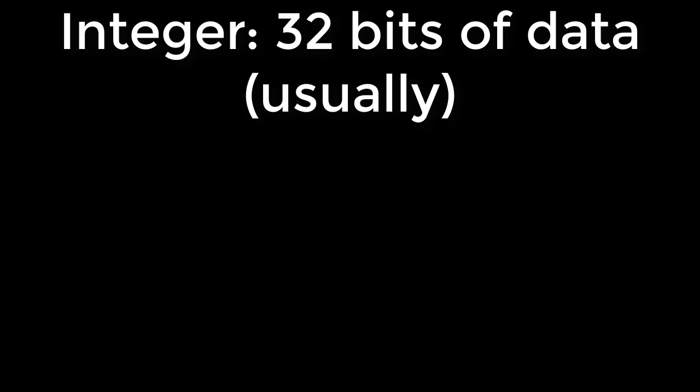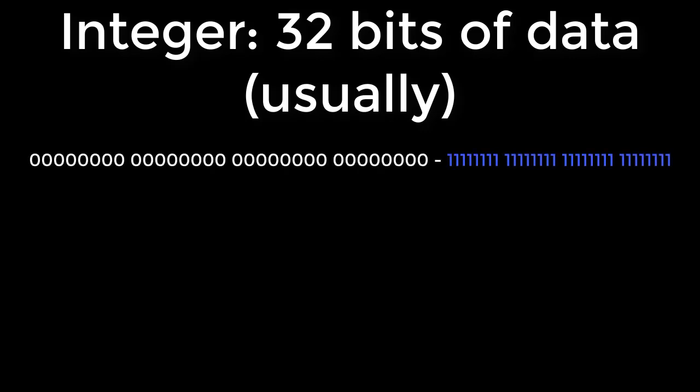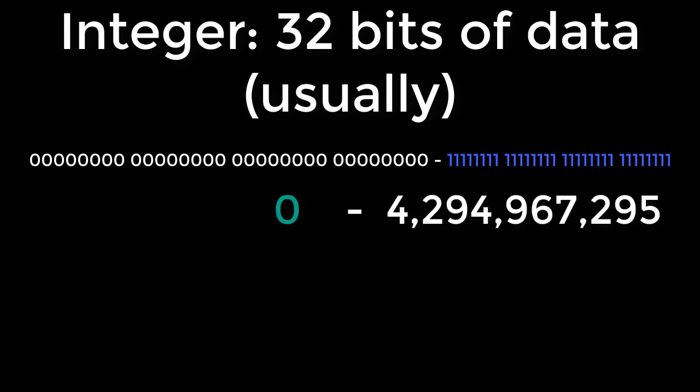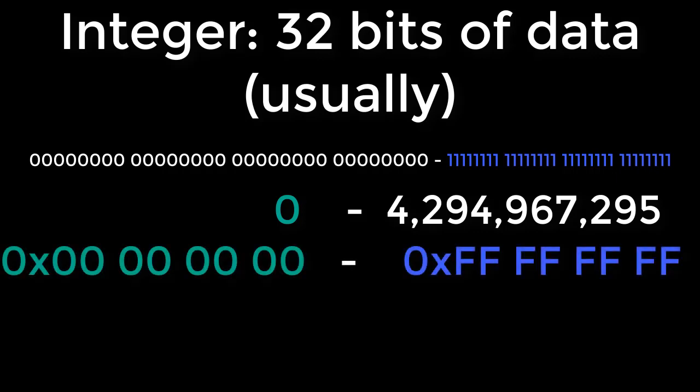So an integer represented in binary can be as small as 32 zeros in a row, which is still 0, all the way to 32 ones in a row. And those can store the numbers that we know as 0 all the way to 4,294,967,295. Or when represented as hex, again, all zeros, all the way to FF, FF, FF, FF.